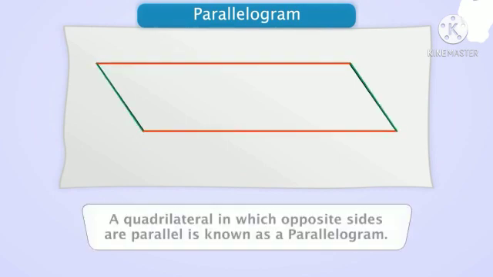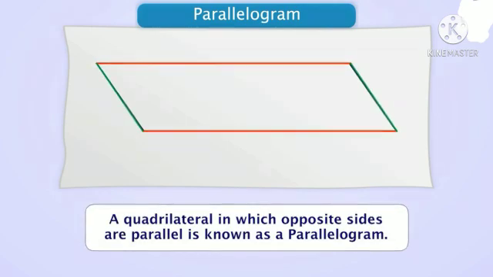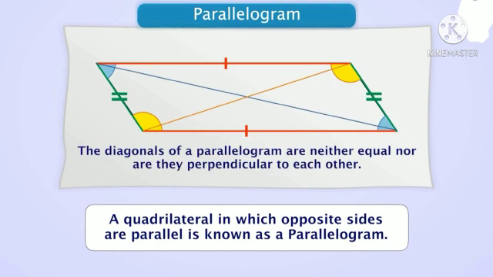Here the measure of the angles will not remain at 90 degrees. Instead, it would have changed, but even then the opposite sides will be parallel. Such a quadrilateral in which the opposite sides are parallel is known as a parallelogram. Along with being parallel, the lengths of the opposite sides are also equal. Similarly, opposite angles of a parallelogram are also equal. But the diagonals of a parallelogram are neither equal nor perpendicular to each other.